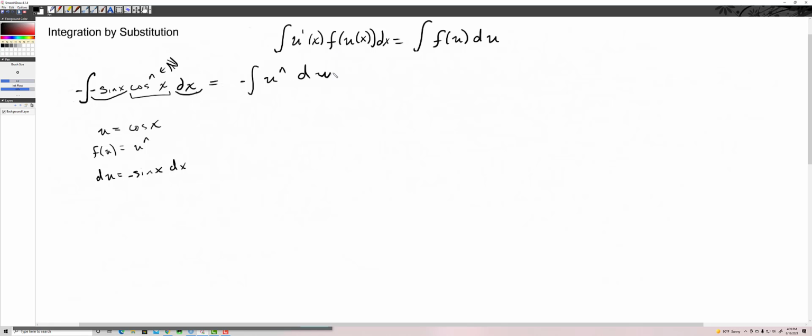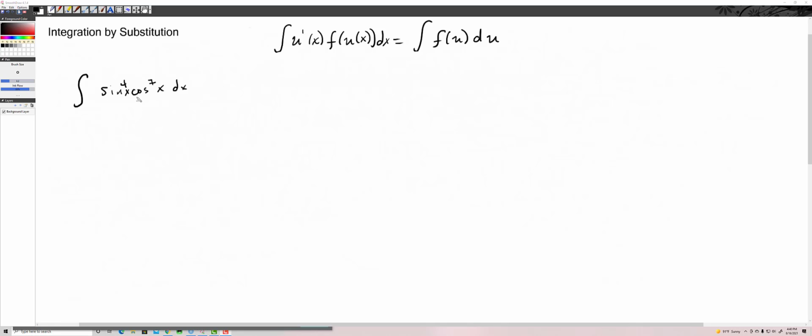And we're integrating by u here. So this is minus u to the n plus 1 over n plus 1 plus c. And then we remember to get back to our original variable, so we need to plug in cosine of x. Cosine x to the n plus 1 over n plus 1 plus c, and that's our integral.